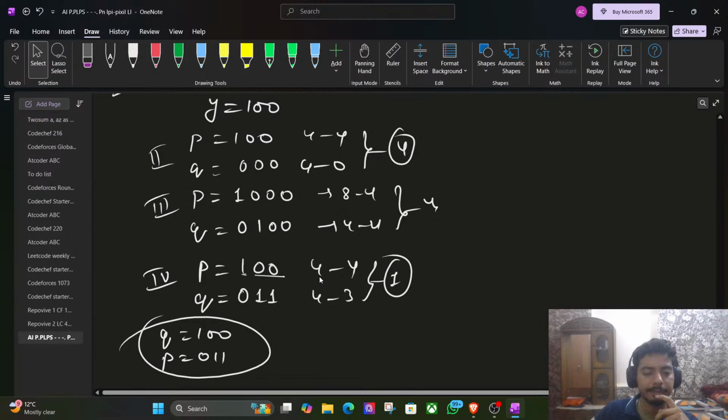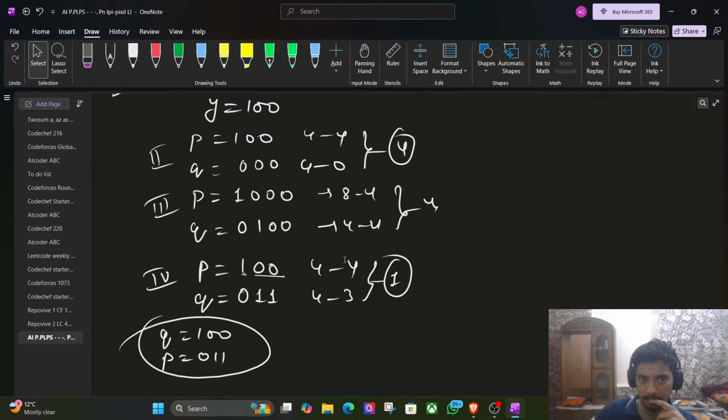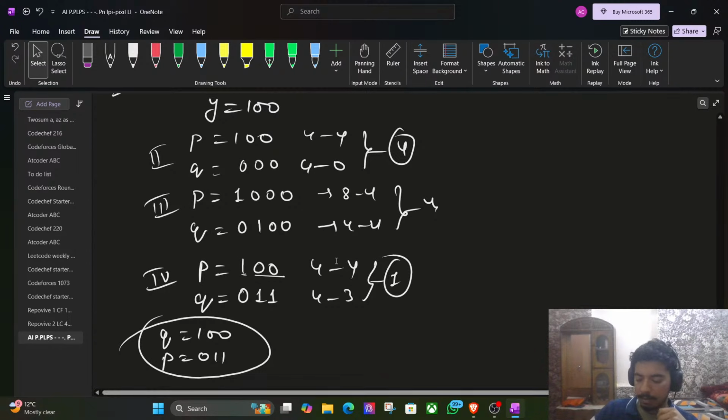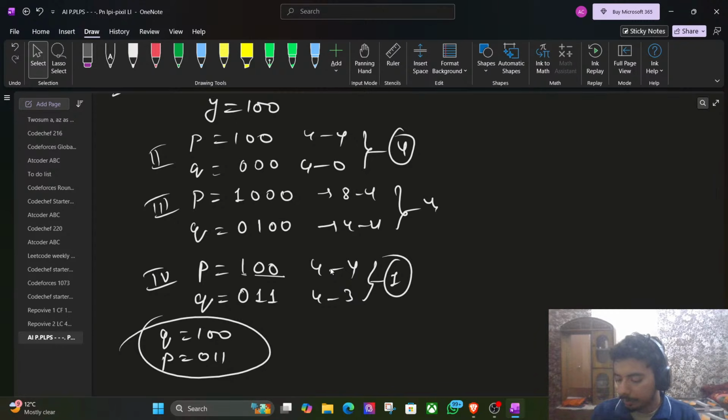Any doubt in this? Any doubt or any query, any doubt in this problem or anything which is not clear? I can explain it.